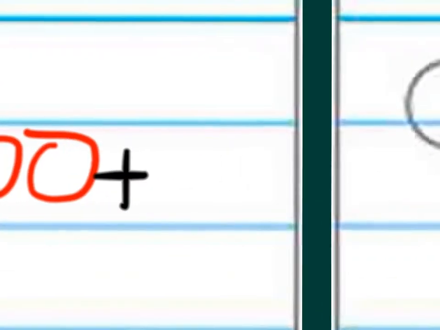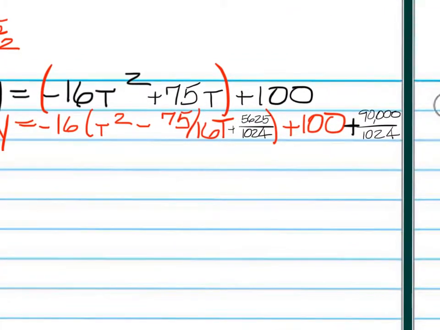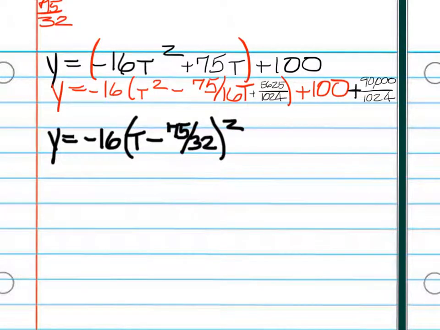So I'll have to zoom in here. 90,000 over 1024. Okay, so now we have to put it in the proper form. We'll come down here and do y equals negative 16 times the quantity squared of your t, sign from the middle, half of the middle term. Close quantity, square that. On the outside, we're going to have to find out what 90,000 divided by 1024 is, and then add to that 100. And it comes out to be a positive 187.89.